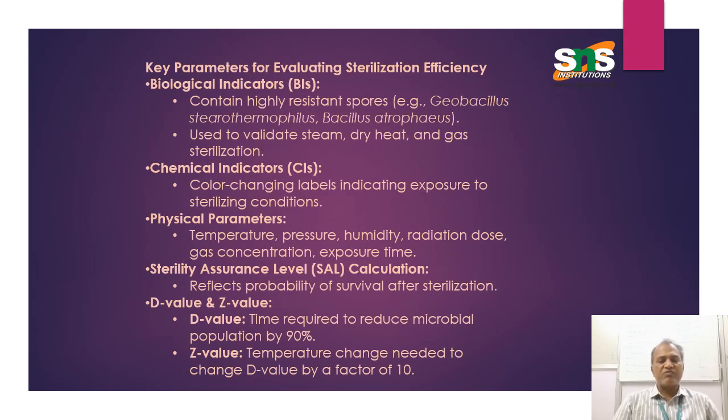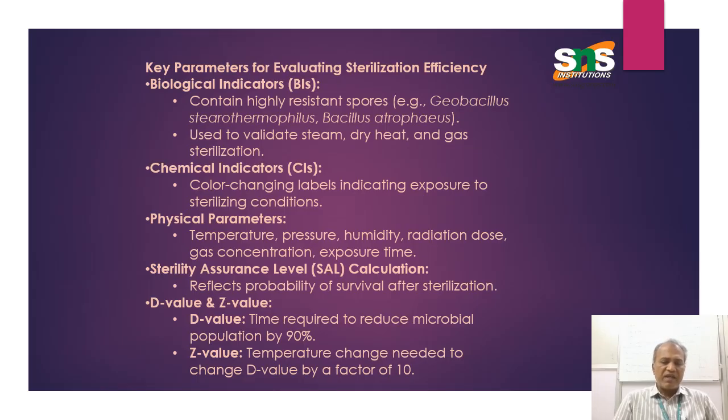Next, what are the key parameters for evaluating sterilization efficiency? First, biological indicators, simply called BIs. What are the biological indicators? Geobacillus stearothermophilus and Bacillus atrophaeus. They have the capability to withstand high temperatures. That is the reason these microbes come under the category of biological indicators, because they contain highly resistant spores. Killing the spores is not at all easy. So these two microbes are used to validate steam, dry heat and gas sterilization.